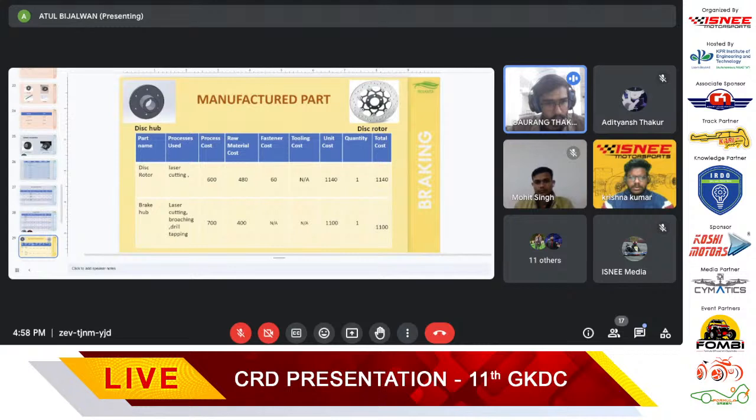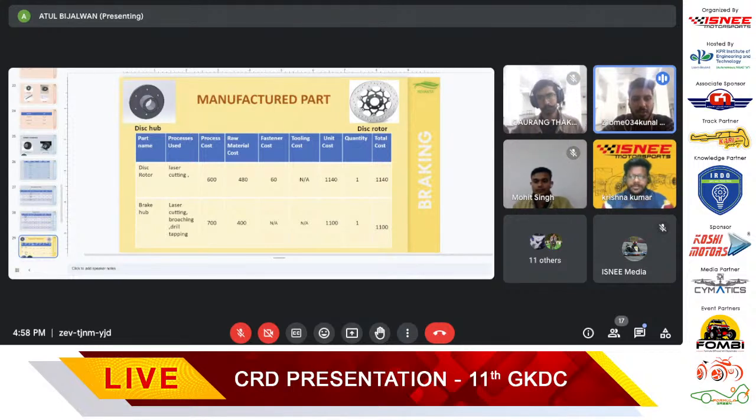Okay, thank you. Now let's have a look at the braking system. After considering various aspects and weighing different options, we decided to buy things rather than manufacture, although we manufactured the rotor and brake hub. The first component we manufactured was the rotor. The process used was laser cutting, and the process cost was about 600 rupees. The raw material cost was 480 rupees, the raw material used was SS410, and the fastener cost was 60 rupees. The total cost of manufacturing this rotor was 1,140 rupees.